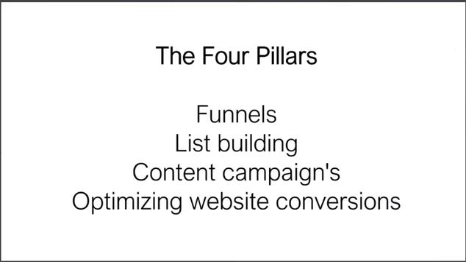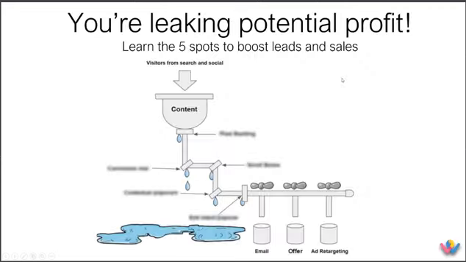Now, here's the 4 pillars to every single business online. We want to create funnels. I think we all know the importance of creating funnels. The second thing is we want to start to build an email list. That is very important. The next piece is we want to start to push out content campaigns. That's how we start to build a relationship with our audience. And then finally, we want to start to work on optimizing our website for conversions. I mean, that's one of the ways that I'm collecting an email list every single day. So we're going to be covering all 4 of these pillars today.